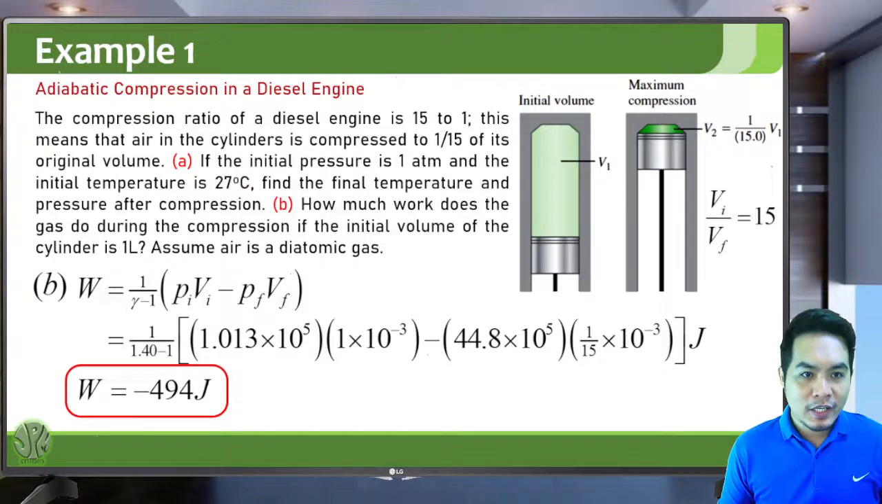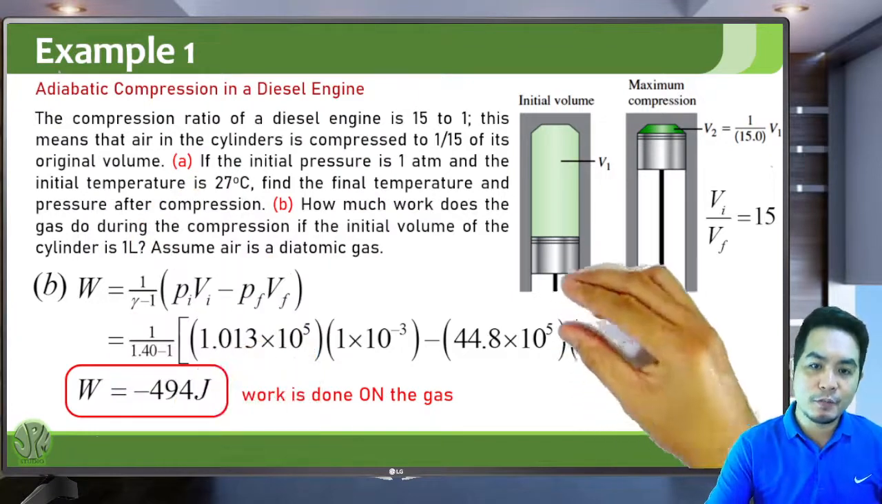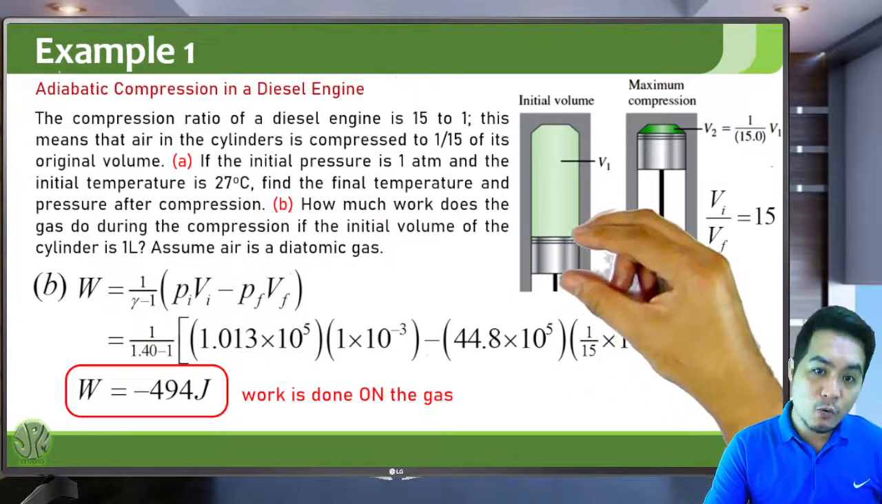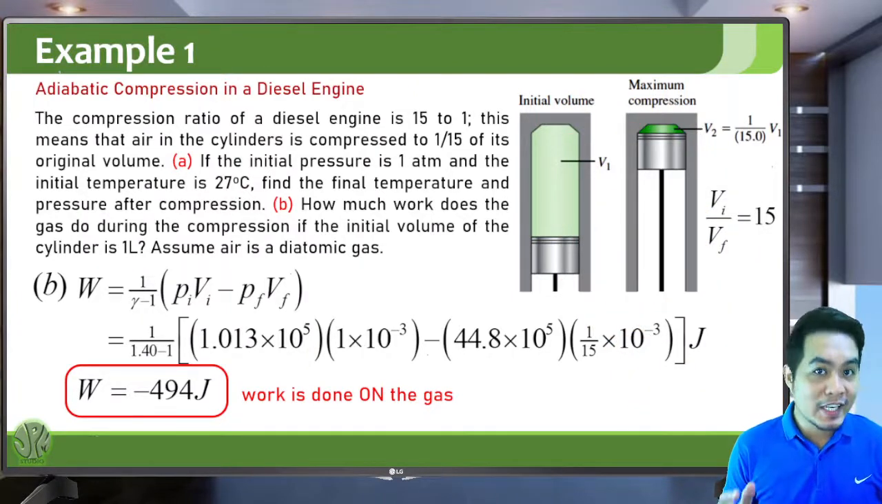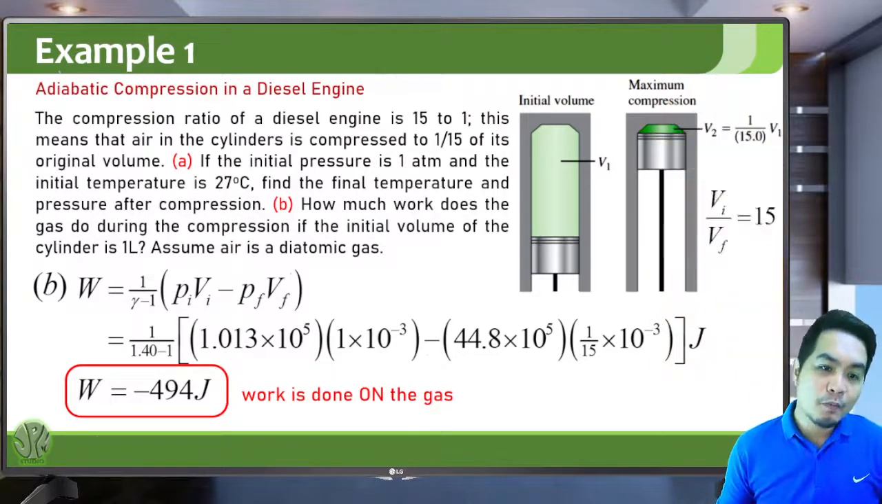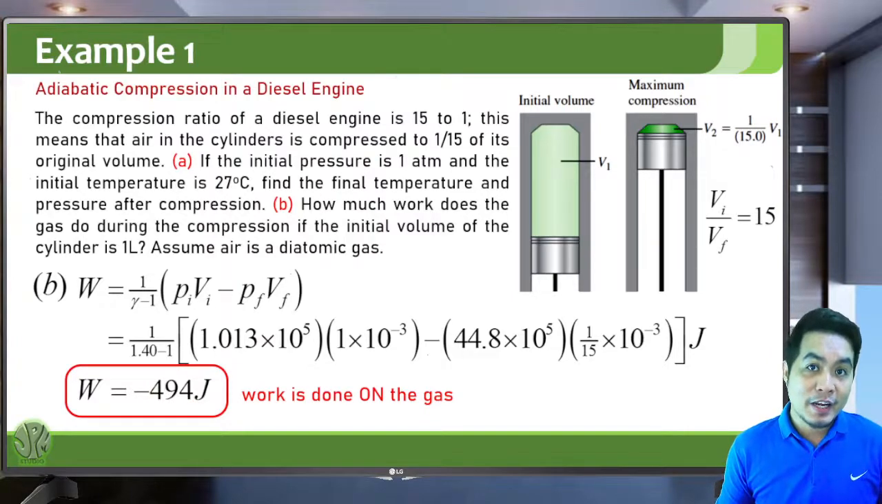And you will get a negative value for work, which means work is done on the gas, because this is a compression. Compression means the surroundings of the gas is the one doing the work. So it's not the gas that is doing the work. The gas is being compressed by its surroundings, and in this case, the piston is the one compressing the gas. Hence, you get a negative sign for work.